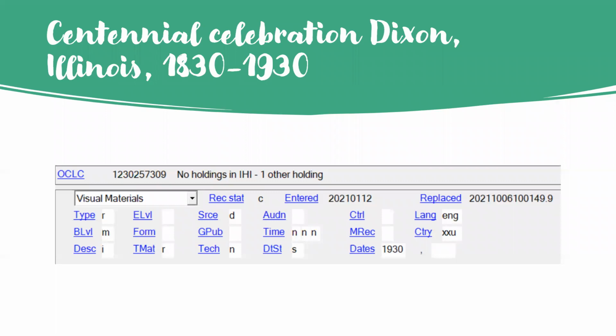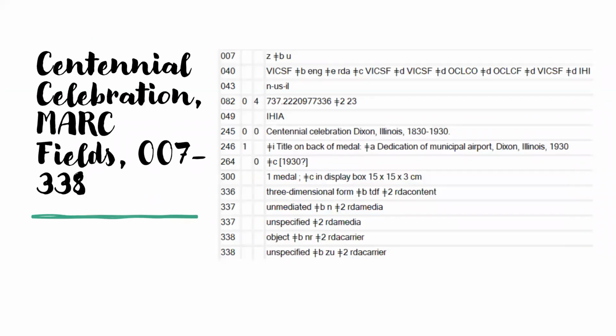So let's look at some of the variable fields. So here we have the 007 through the 338 field. Again, the 007, the physical description fixed field, is coded for unspecified. So subfield A is Z for unspecified, and subfield B is coded U for unspecified. The 246, first indicator 1, second indicator blank, varying form of title, note, added entry, informs us that the title on the back of the medal, subfield I, is dedication of Municipal Airport, Dixon, Illinois, 1930, which is recorded in subfield A, the title proper / short title.